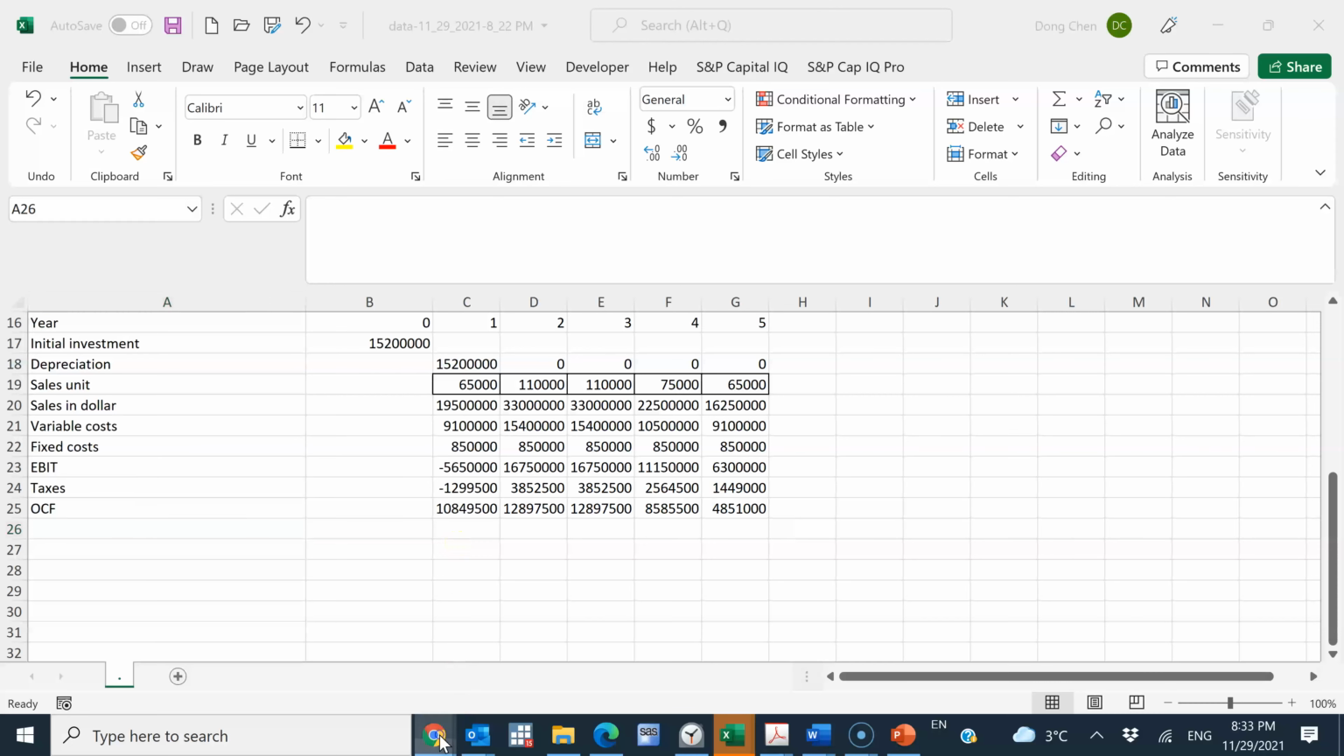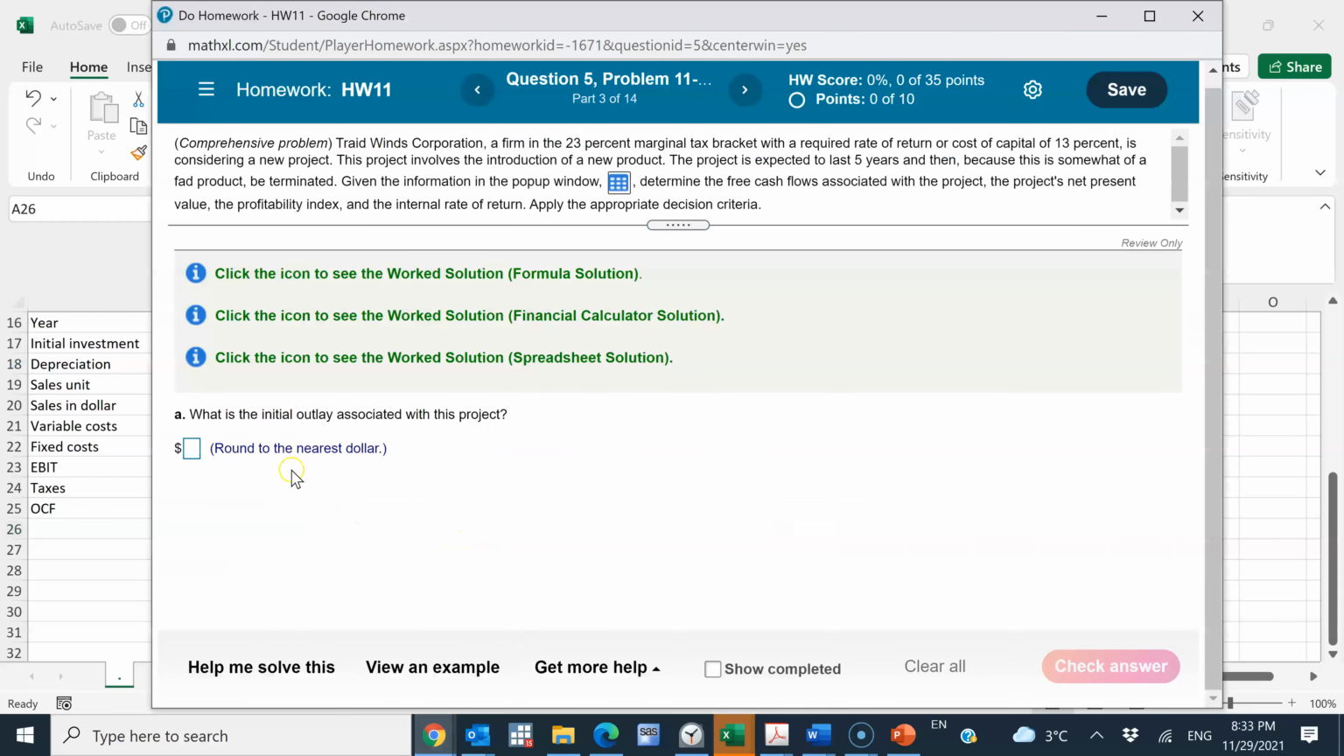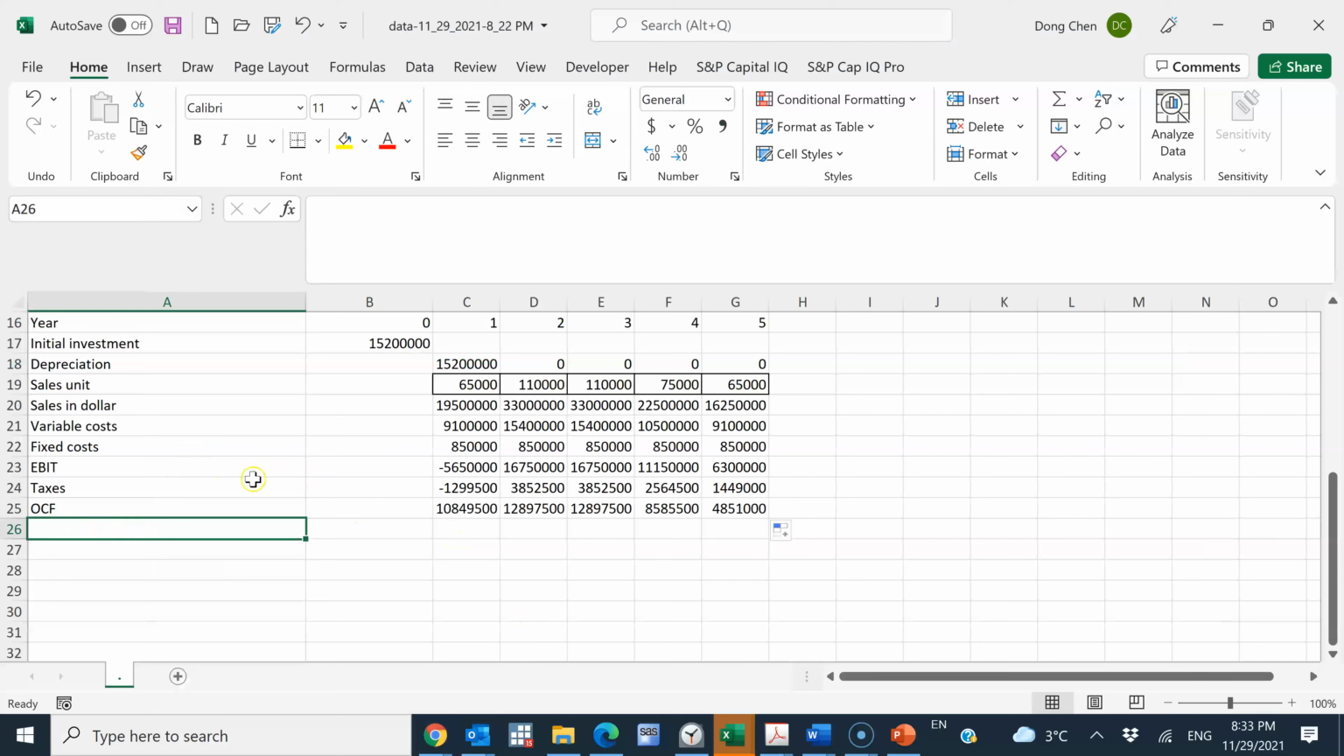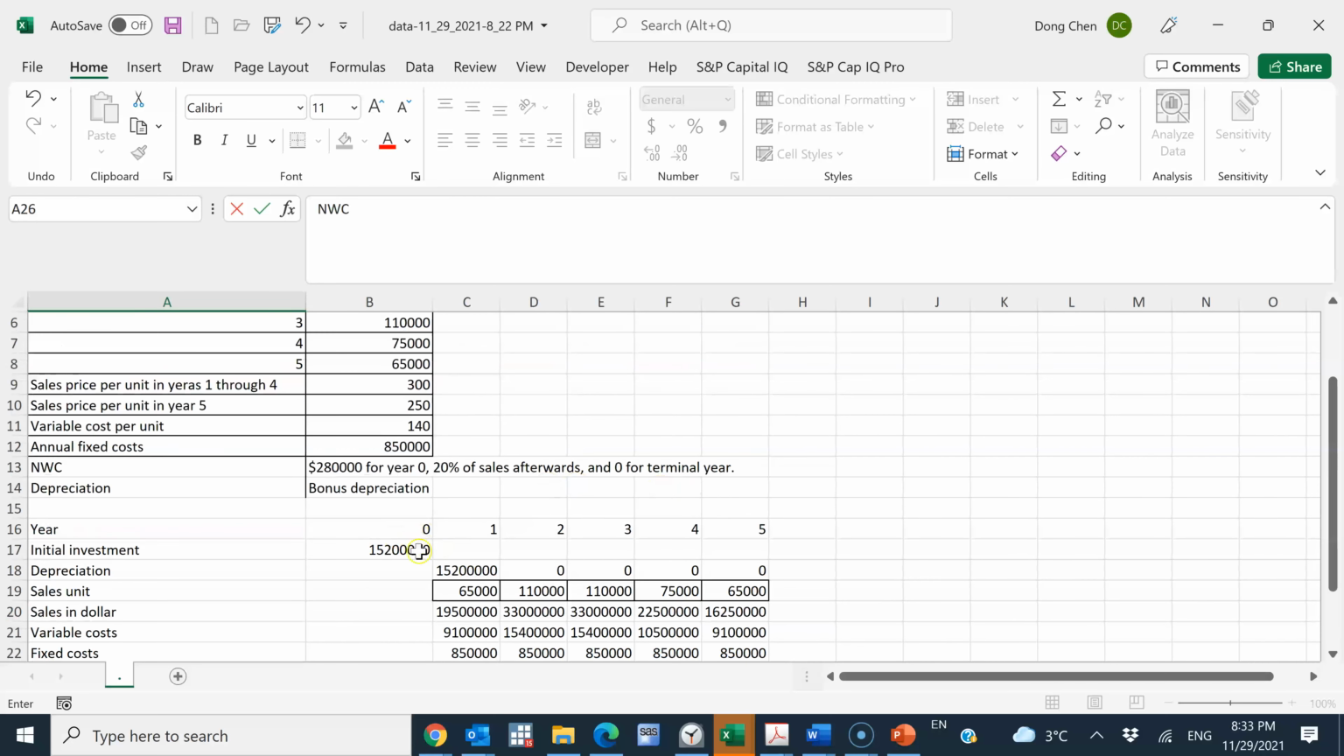And then going back to the setup, actually the question is asking what is the initial outlay. Since I'm already at the operating cash flow, why don't I just finish the free cash flow calculation? As I said, in order to get the free cash flow, I need to do two more adjustments. One is to take care of the incremental net working capital. The other one is to take care of the capital expenditure, right? Capital expenditure actually is already here.